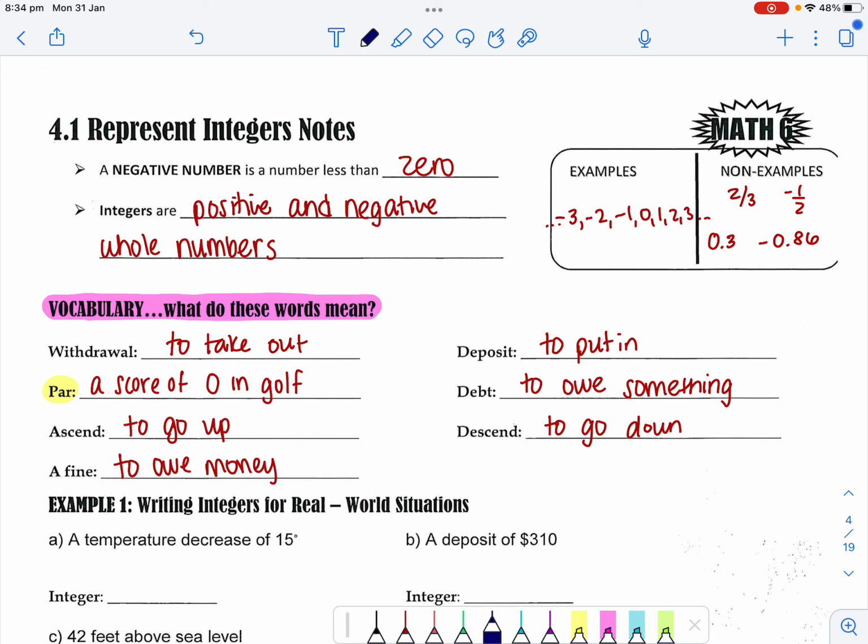A debt and a fine are very similar to each other. You're going to owe money or you're going to owe something to somebody else. Those are going to be negative words. So to be in debt or to owe a fine is going to be negative. And then ascend and descend. Ascend is to go up and descend is to go down.